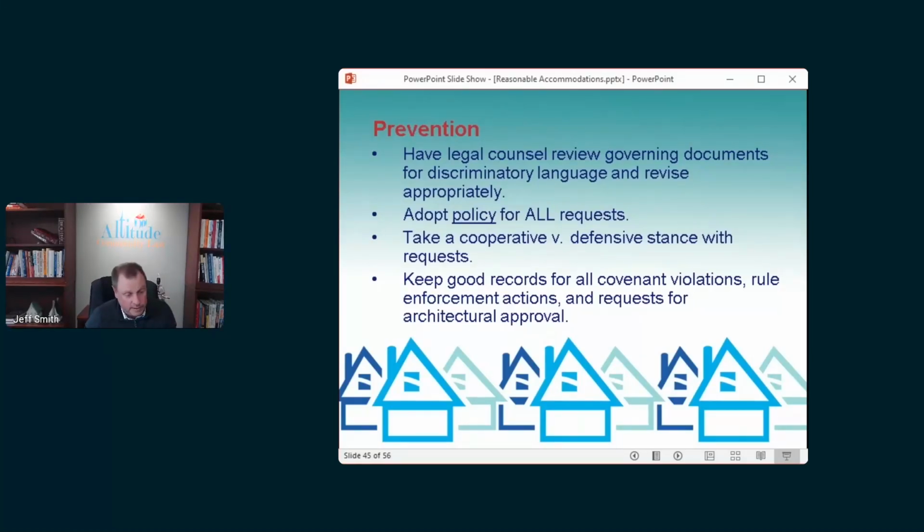Oftentimes what happens is someone gets denied for something. They say that they're denied because they're a protected class, even though that's not the reason why we denied them. But if we don't have the backup documents to show that we also denied these 6 other people for this same request, that makes it much more difficult for us to prove that we are acting prudently.